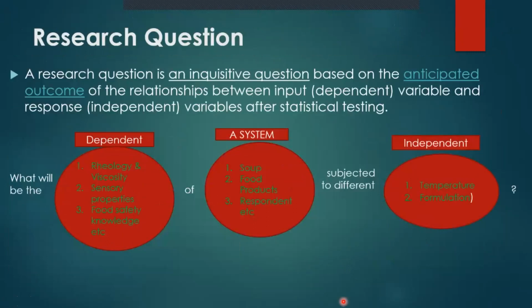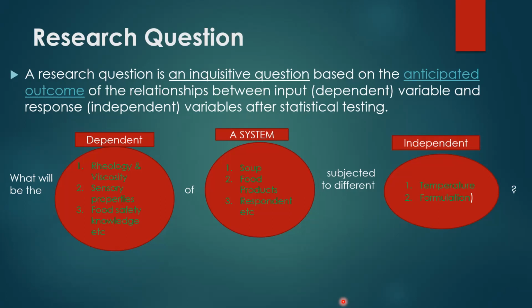Okay. So let's look at the research question. The research question is an inquisitive question, based on anticipated outcome. So you are questioning the anticipated outcome basically. It has to be the outcome of the relationship between the dependent and independent variable.